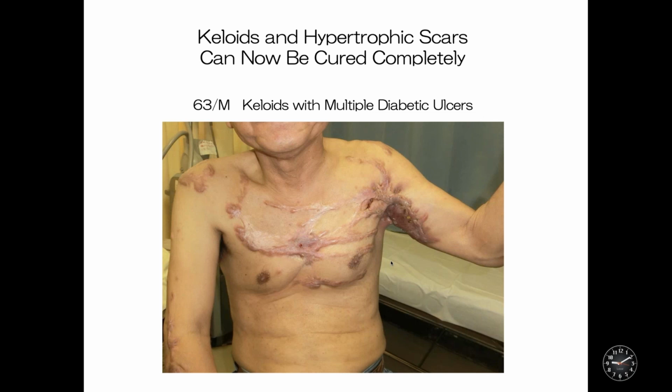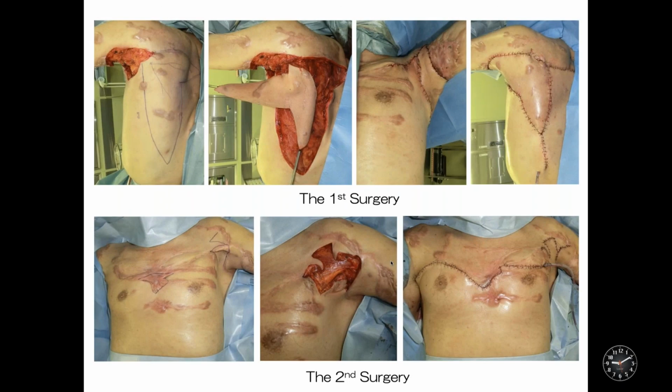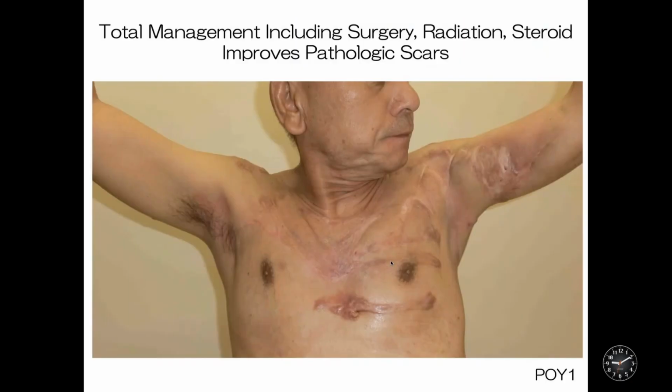So now we can conclude keloids and hypertrophic scars can now be cured completely, because in such severe cases, they remove everything, the flap is raised to release tension, and radiotherapy was performed. So please look at this. Range of motion improved a lot.